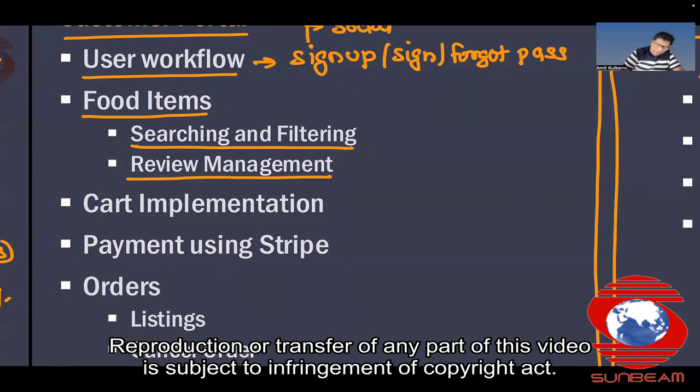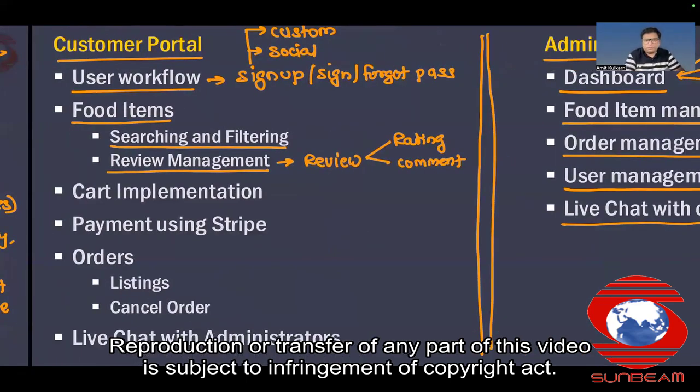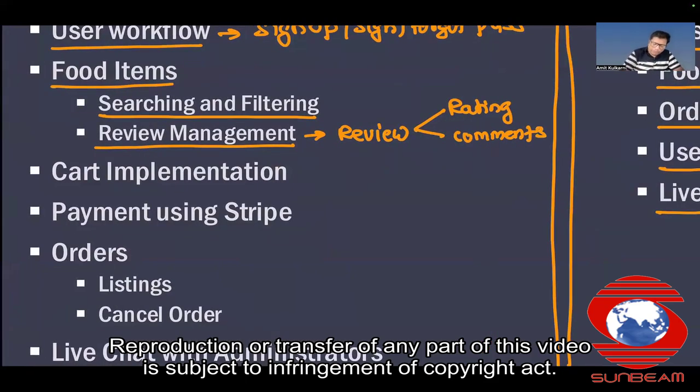Then we can go for review management. If I already ordered a pizza or a food item, for example, and I really like it, then I can go and review it, which is going to be the rating shown to the user, plus some comments. Whatever you feel about it, like it's very good, it's not bad, so on and so forth. You are going to pass the comments and the ratings under review for a particular item.